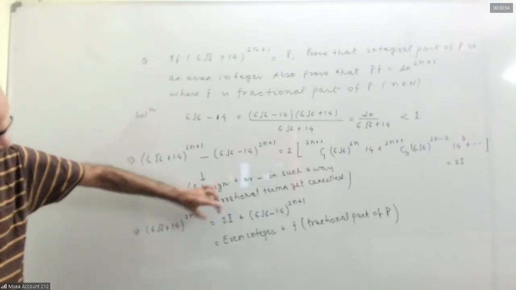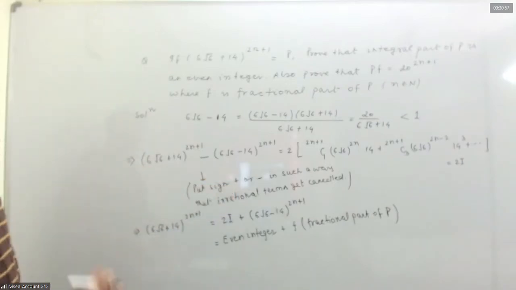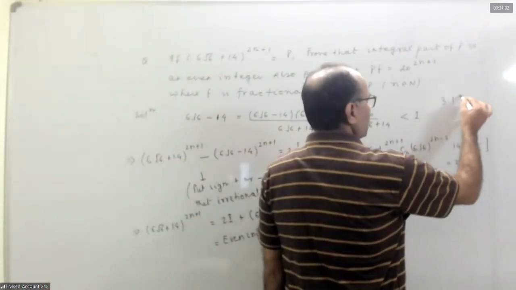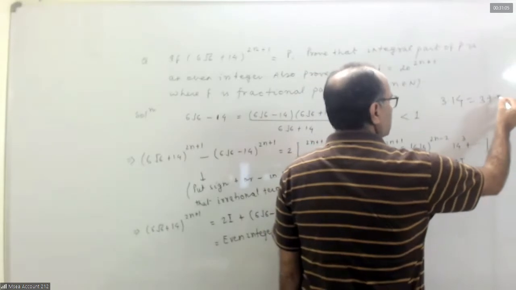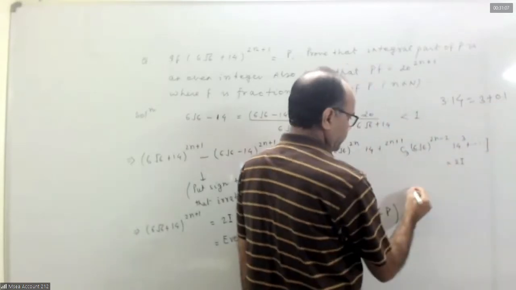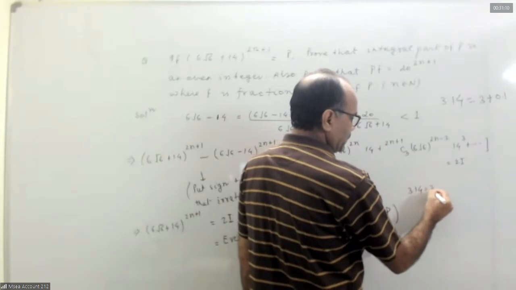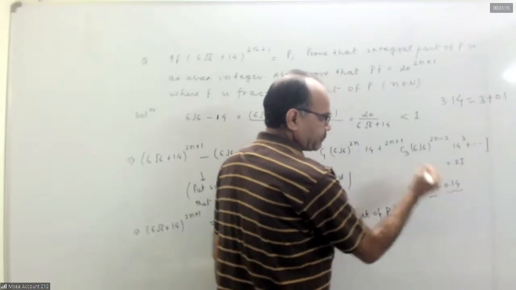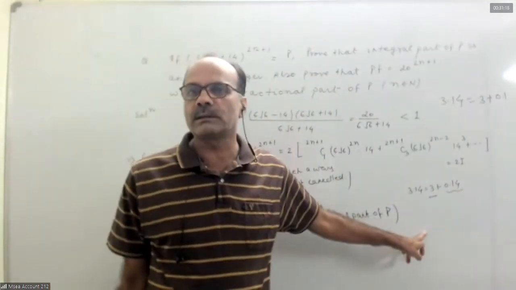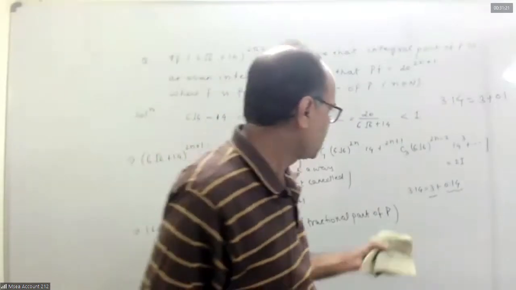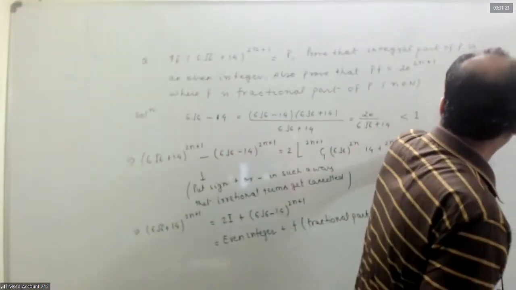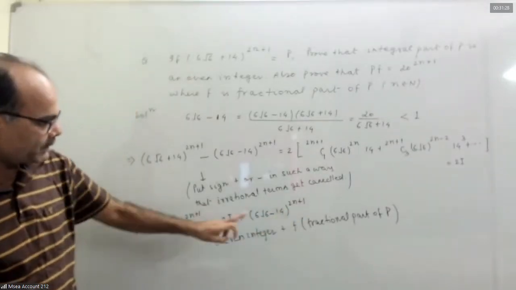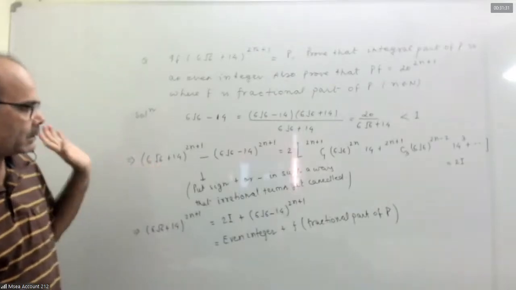So this is p. This part is the integral part. If you write any real number in this form, suppose 3.14 is equal to 3 plus 0.14. So this is the integral part of this number, and this is the fractional part. The fractional part is always between 0 and 1. The fractional part cannot be negative. So basically, this is f and this is p.